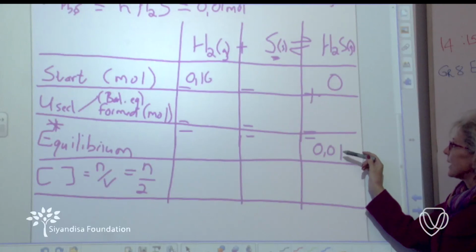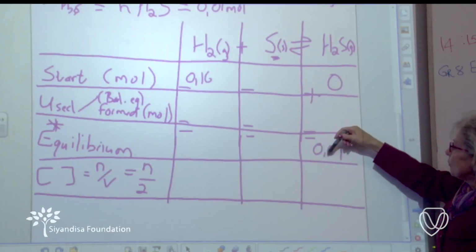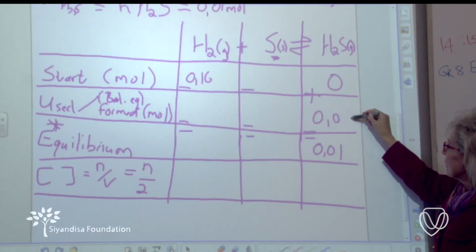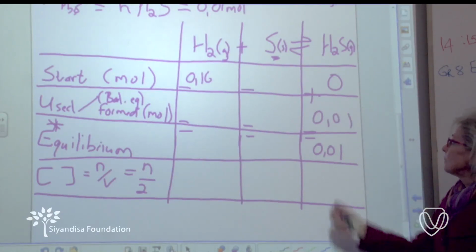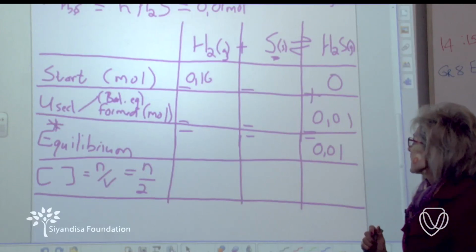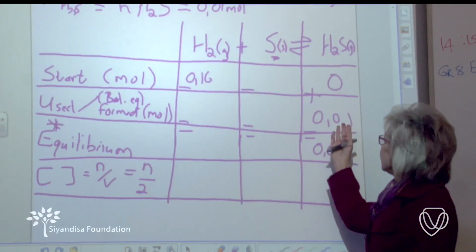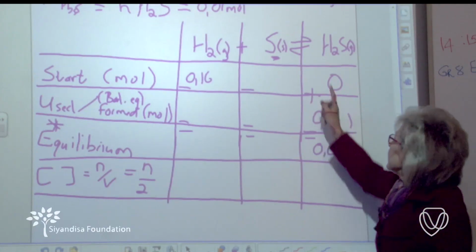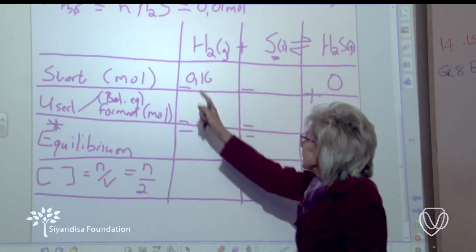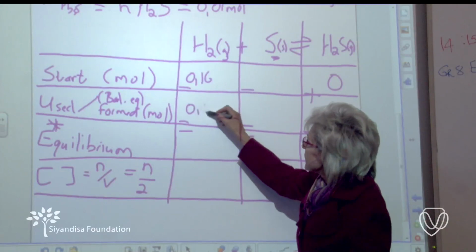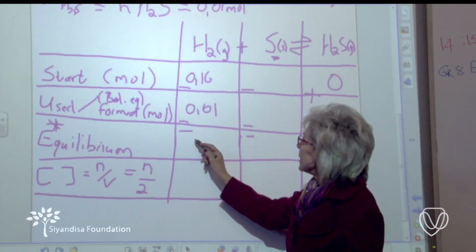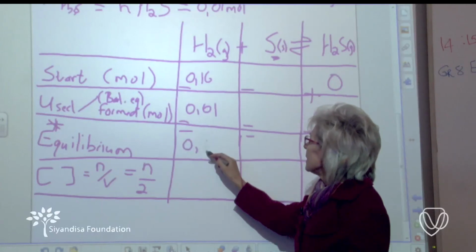So I had 0.01 mole of H2S at equilibrium. That's what we've calculated. So how much had to be formed to form 0.01? The amount that had to be formed would be 0.01. I'm not filling anything there because I'm not interested in the sulfur. I need to go here. If 0.01 was formed, then in a ratio 1 to 1, it means that 0.01 was used. And that means at equilibrium, I'm left over with 0.15.